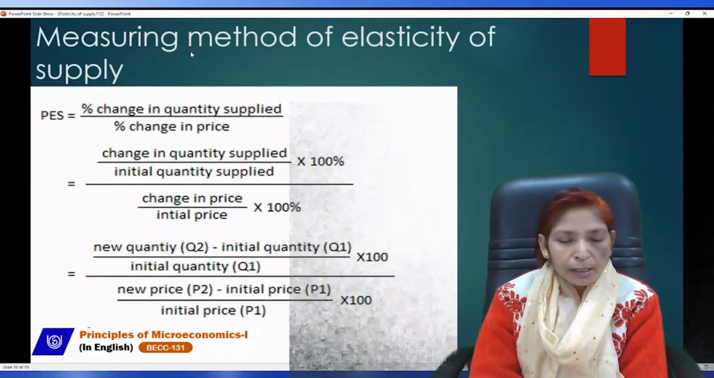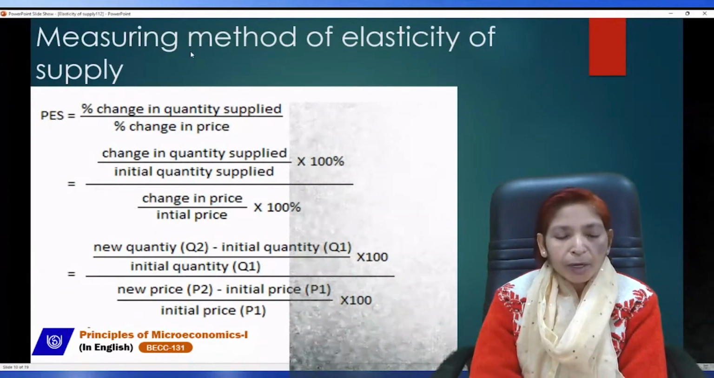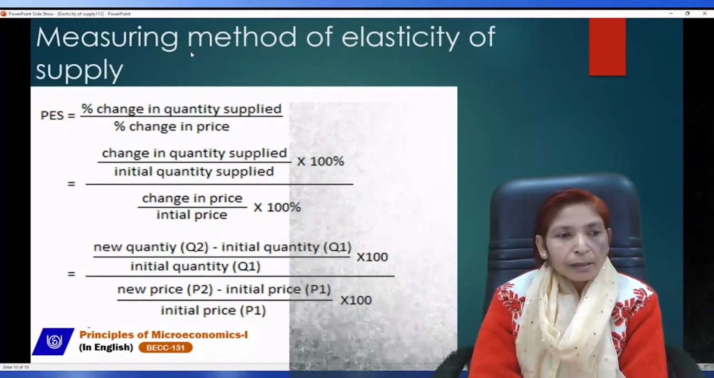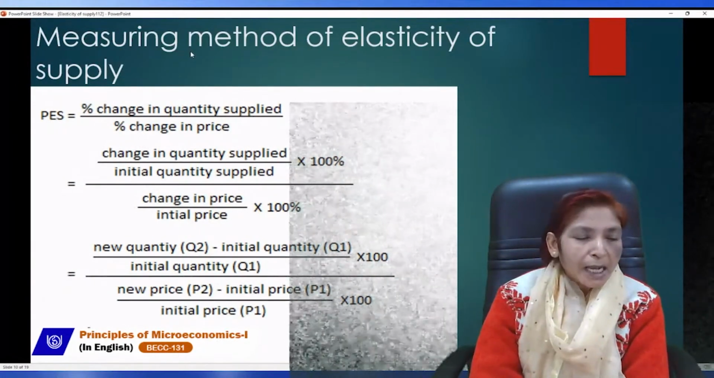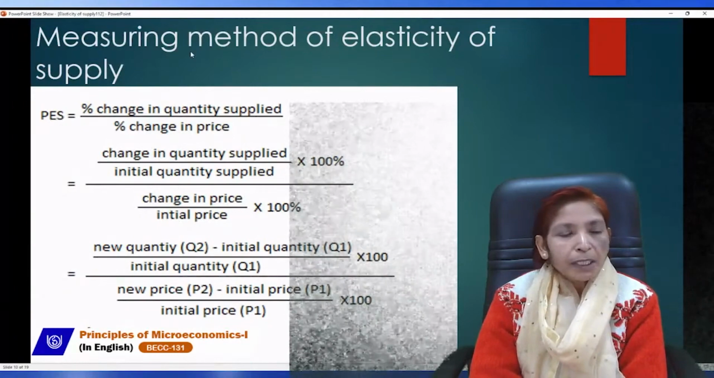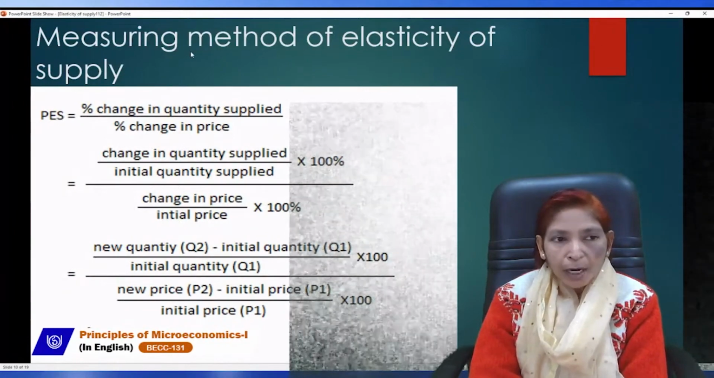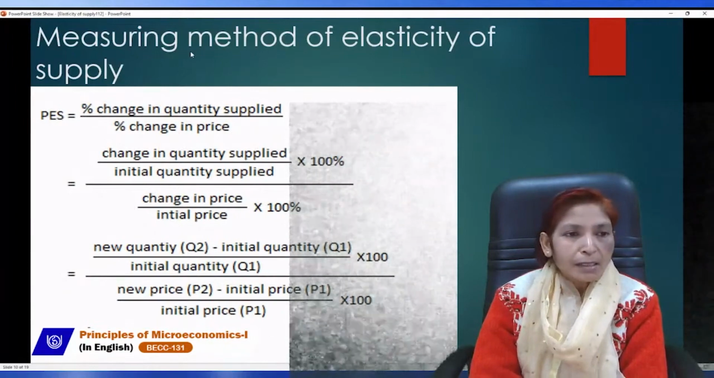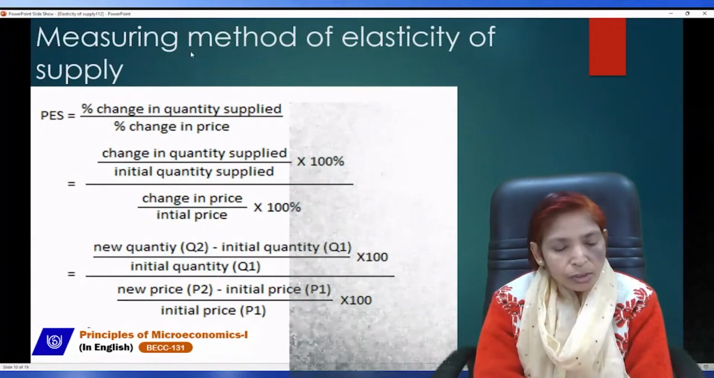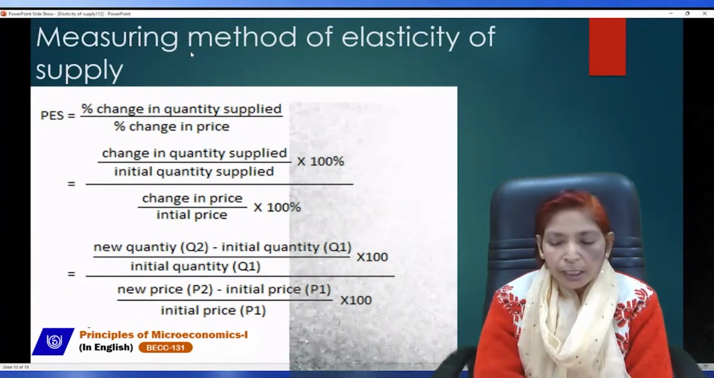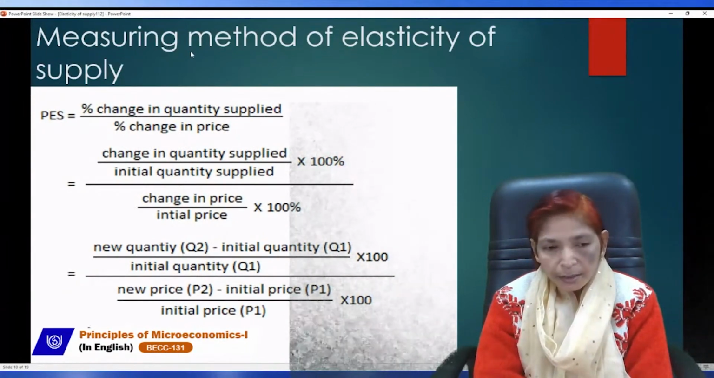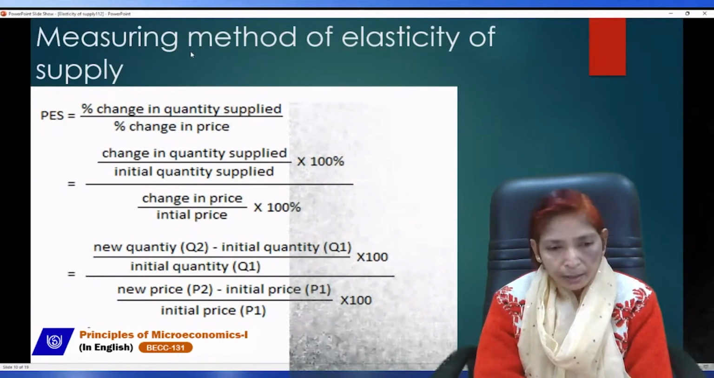This formula is the same as the elasticity of demand formula. There is no difference, but the difference is that here we have written PES. Otherwise, in case of elasticity of demand, we will write PED, price elasticity of demand. Here delta Q is showing change in quantity supplied, delta P is showing change in price, P is showing initial price, and Q is initial quantity.